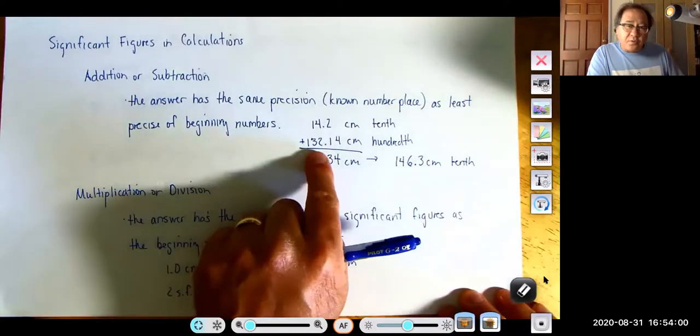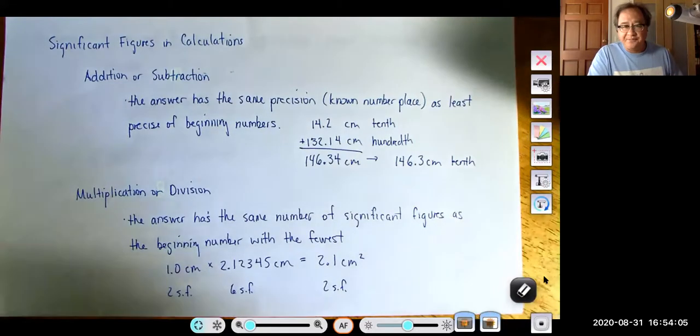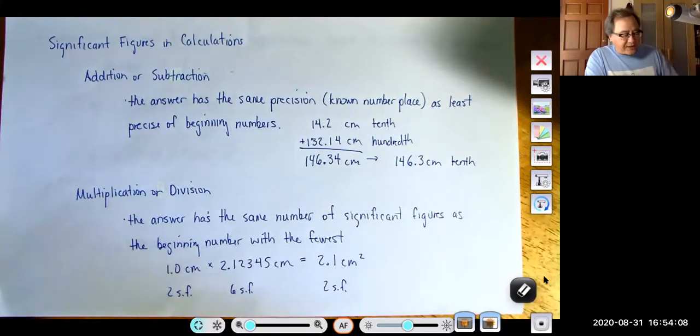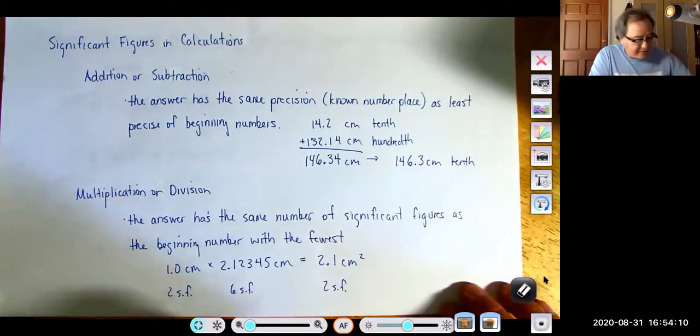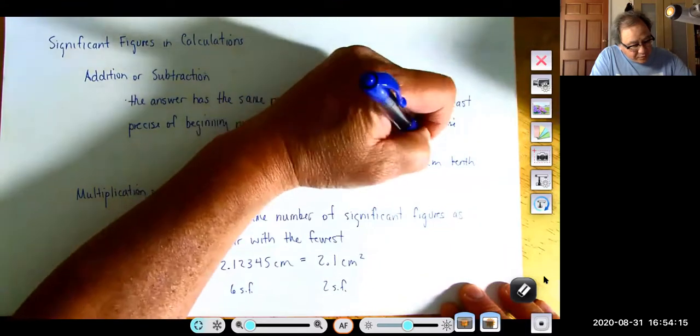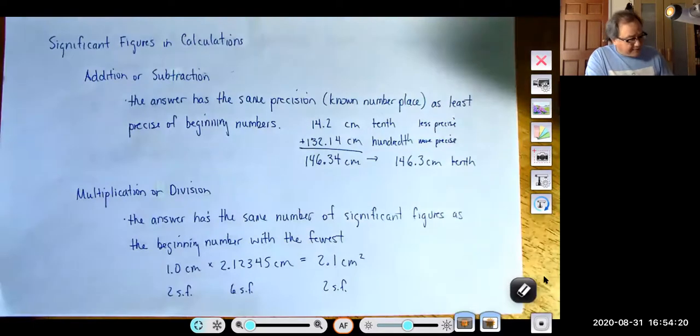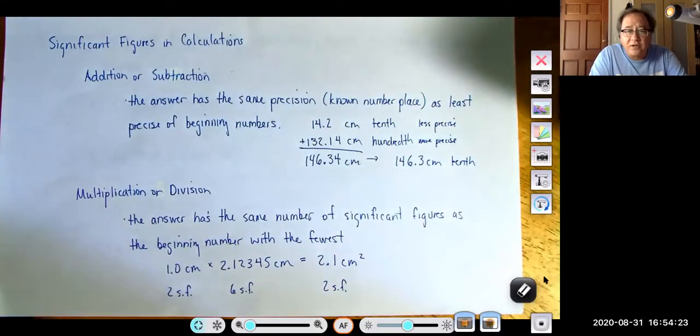Here's 132.14 centimeters. What is this precise to? It's precise to the 100th. Which one is more precise? 100th. Which one is less? 10th. So this is less precise, and this one is more precise. Okay, so we add them together. We get 146.34. Where do we round to? We round to the less precise place, the 10th. So 146.34 centimeters becomes 146.3 centimeters.